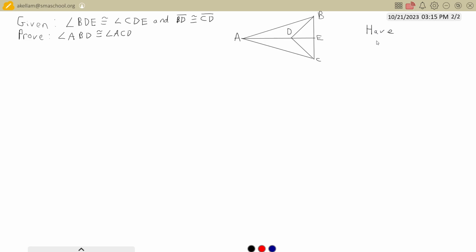We have, and we can mark this in our diagram, angle BDE and angle CDE congruent to each other. And I know that segment BD and segment CD are congruent to each other. That's what I have.